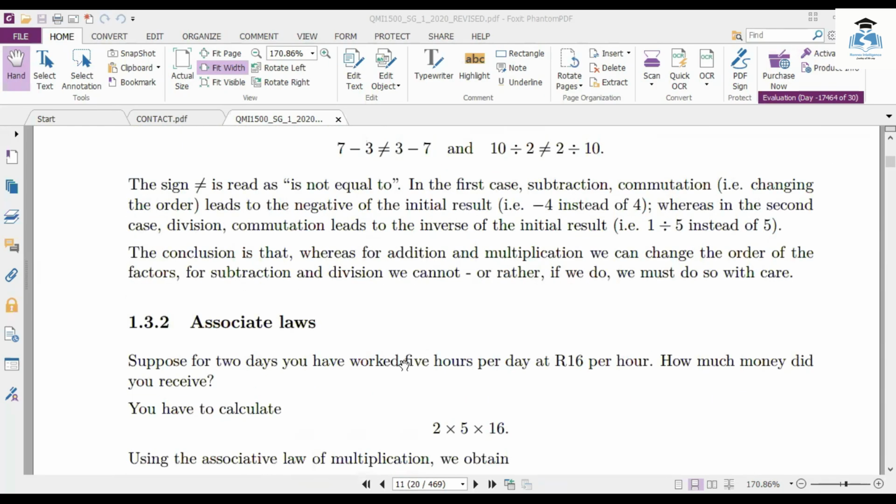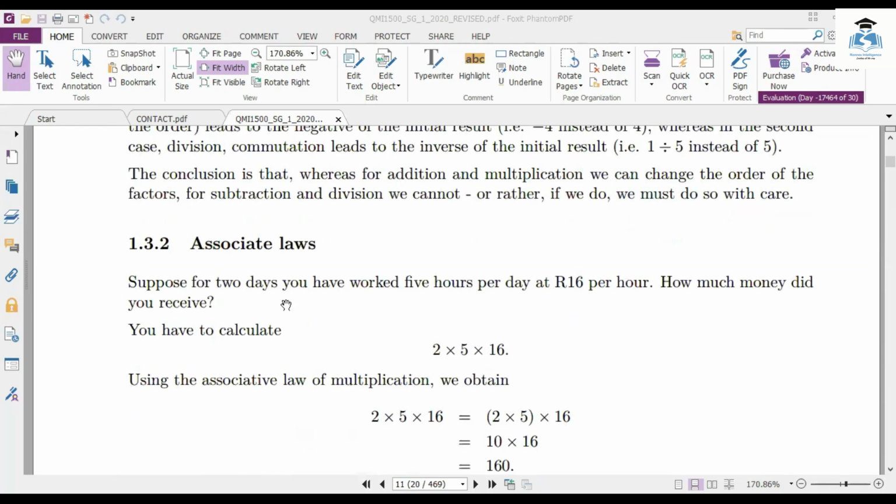These are examples. Then associative laws. Suppose for 2 days you have worked 5 hours per day at 16 rand per hour. How much money did you receive? So 2 times 5 times 16. This one is associative of multiplication. It can also be written like this: 2 times 5 in brackets, then times 16. Then you are still going to get the same answer.